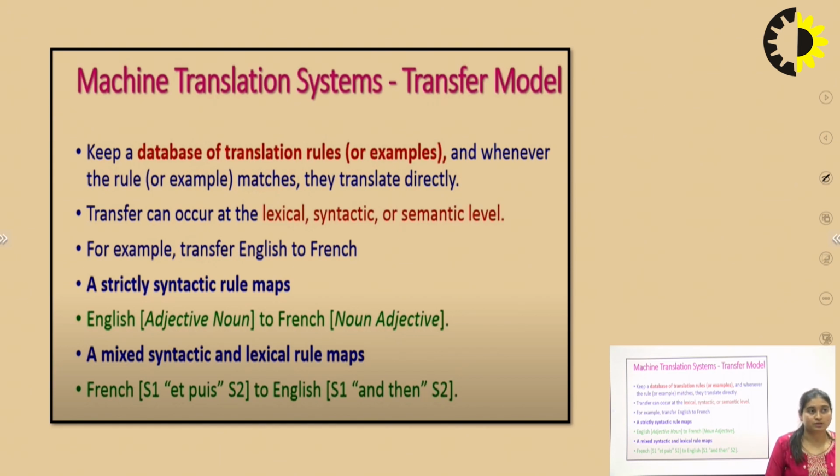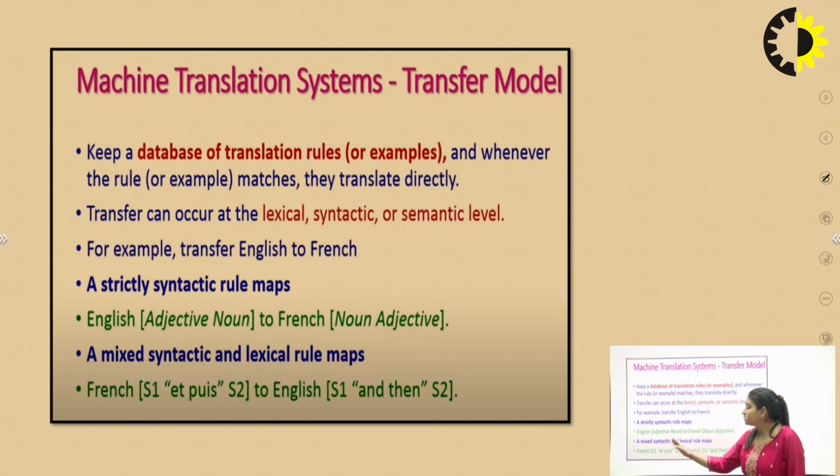So let us see an example. For example, transfer from English to French. The English language is the source language and the French language is the target language. You need to understand what the source language is and what the target language is. For example, a strictly syntactic rule maps English adjective noun to French noun adjective. What does it mean? It means that if in English we write adjective noun, then in French we have to write noun and adjective. You need to understand the order: in English we write adjective and then noun, and in French we write noun first and then adjective. So this is the syntactic rule, and this is how the syntactic rule maps.